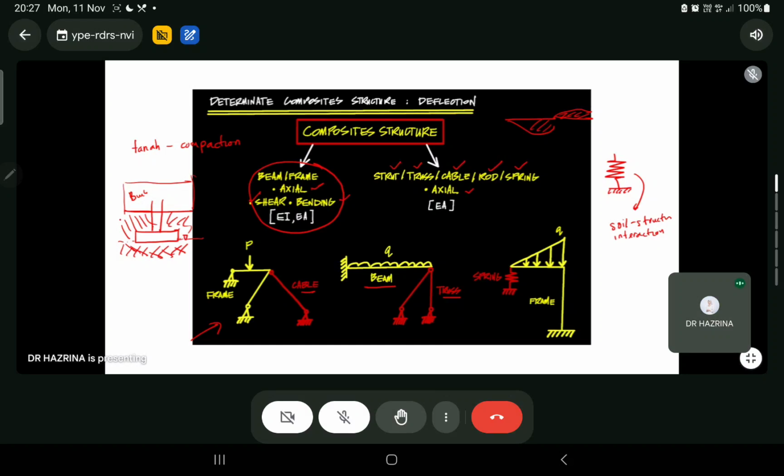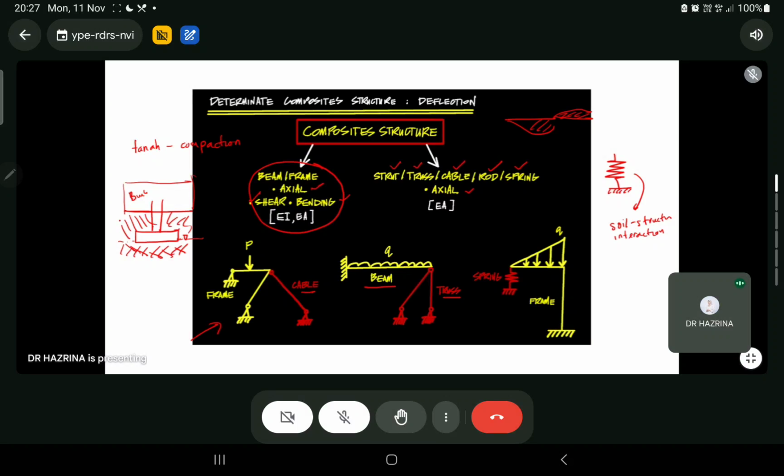Dia akan estimate. But kalau very hard and tough soil, the settlement would not occur. But usually it will occur, but it is limited up to 2 mm punya kedalaman.